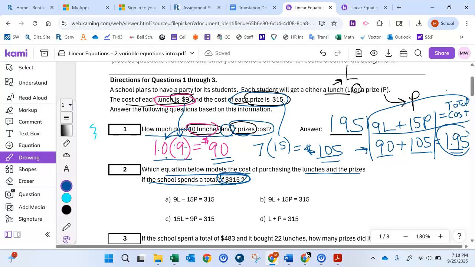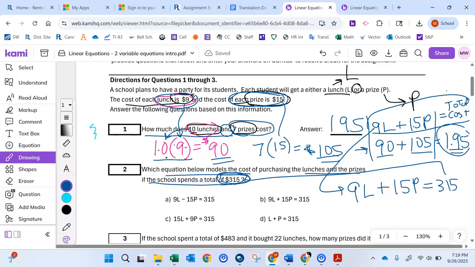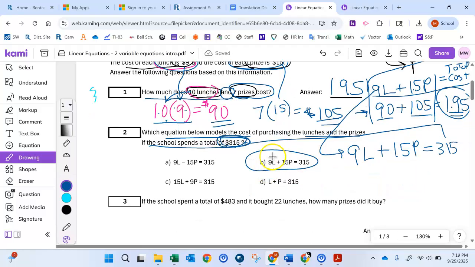So now we're going to take this over here, and we're going to go 9, because that is the cost of the lunch, times the number of lunches, plus 15, how much each prize costs, times the number of prizes. In this case, it's equal to the 315, okay? Okay, so which one would that be? That would be B, right? Okay, so that's how we can find the equation, okay?